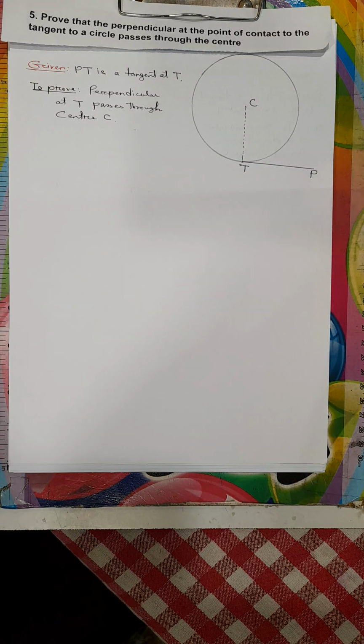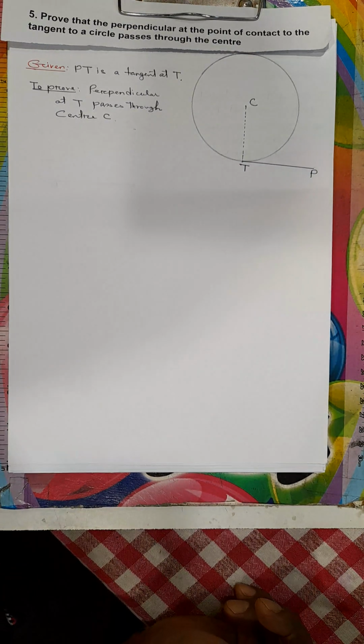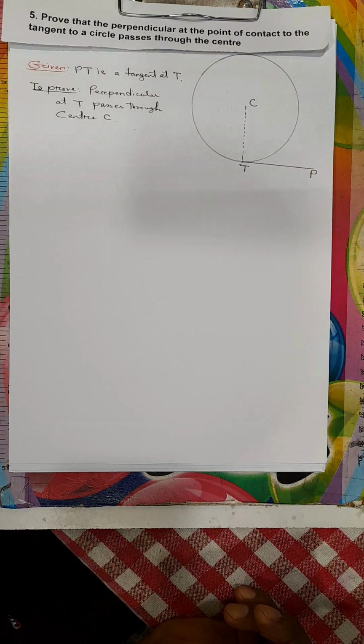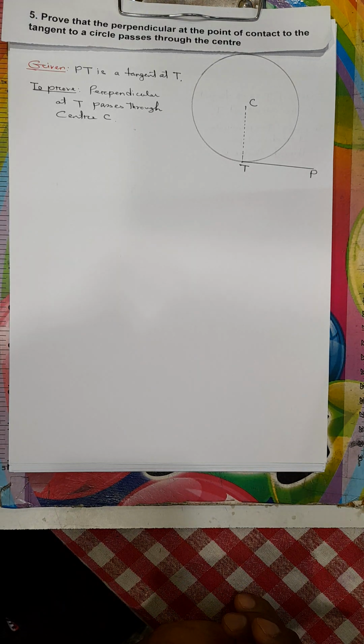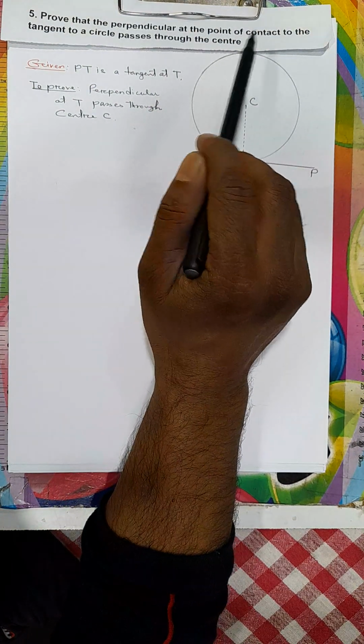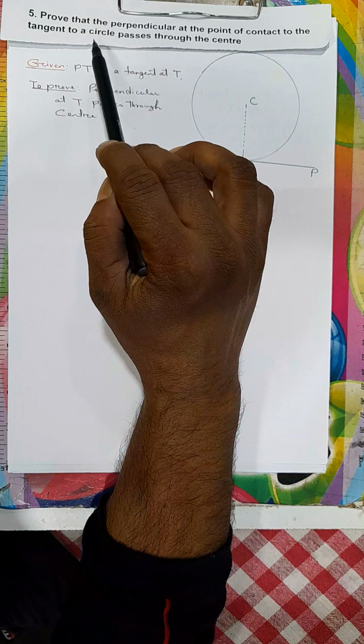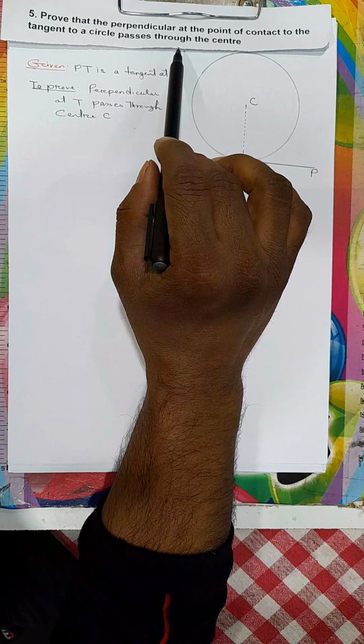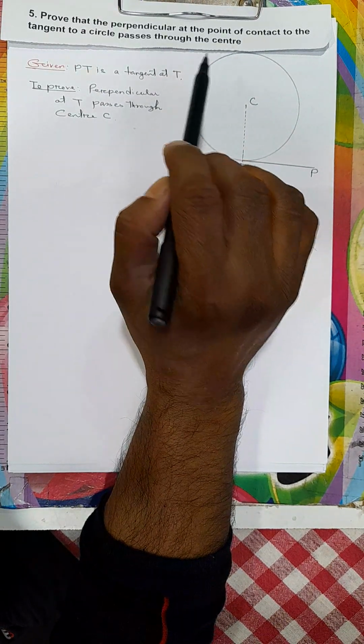In this video, we will discuss a few important sums on tangent to a circle. This we are taking from exercise 10.2, CBSE class 10 curriculum. Now question number 5 is: prove that the perpendicular at the point of contact to the tangent to a circle passes through the center.